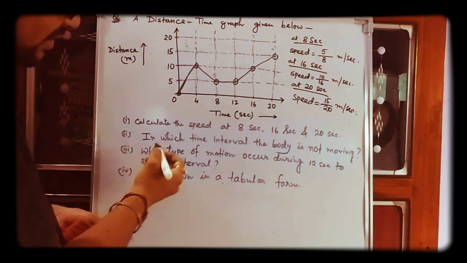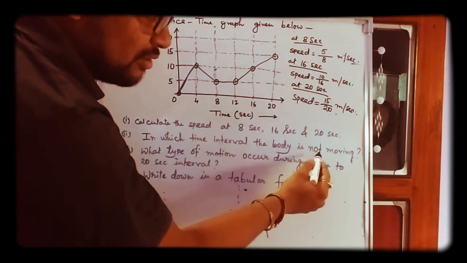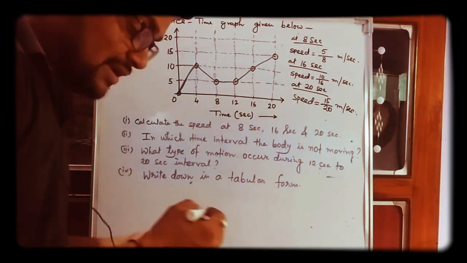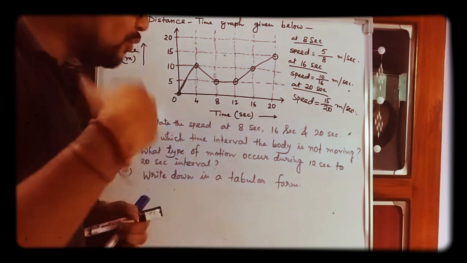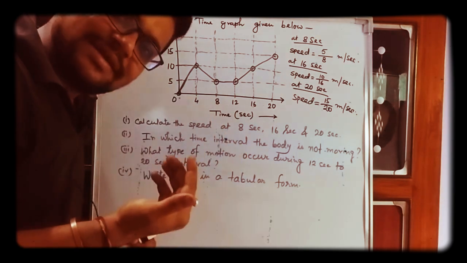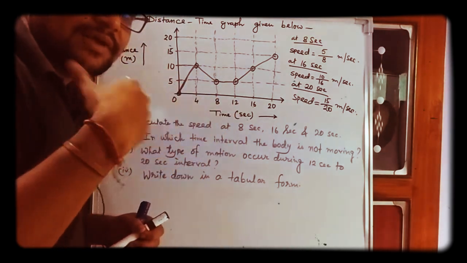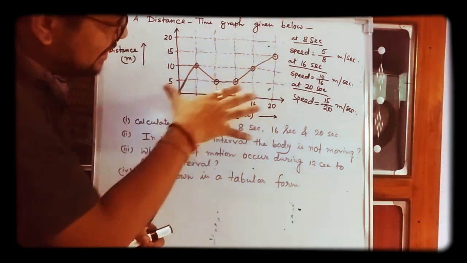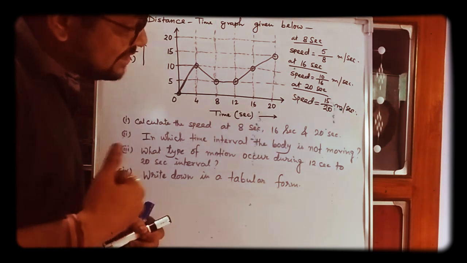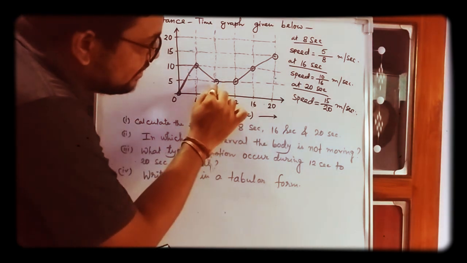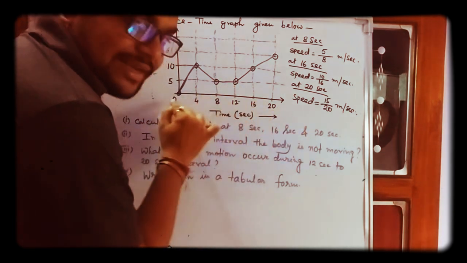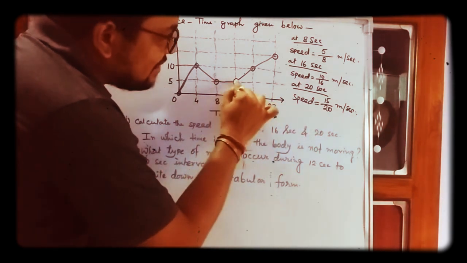The next question: in which time interval is the body not moving? Not moving means the body is in rest position. So now tell me why it should be rest. As I told you in the previous video, any line parallel to the x-axis means the body is at rest. Now you can see from this graph where you can get a line parallel to the x-axis. Only this part. Can you see from this point to this point? This particular small line is parallel to the x-axis.